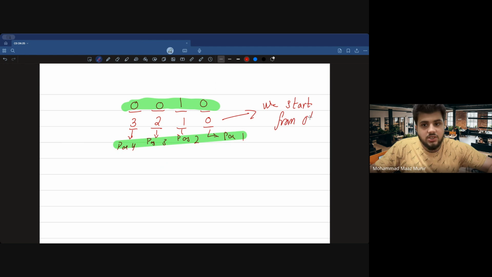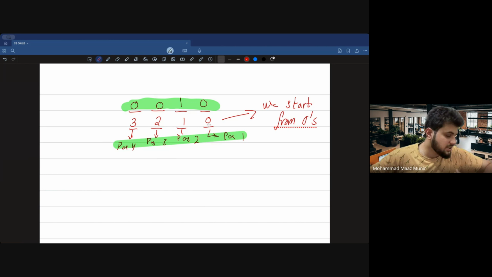So the first position will not be 1. It will be 0. Yes, exactly. That's the shortcut I was about to tell you all. But first, the logic needs to be explained. It's not about learning shortcuts. It's about learning the logic behind why we have such shortcuts. Then you will be able to ace your exam in the best possible manner.